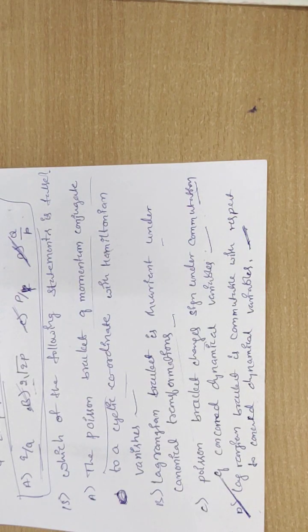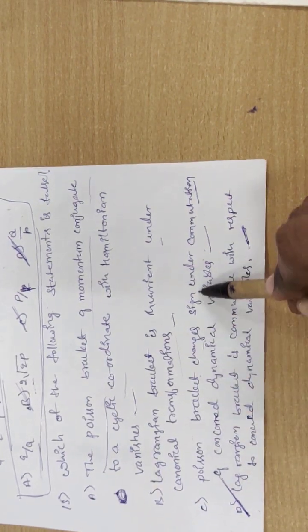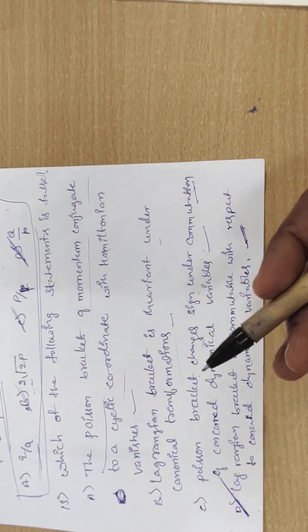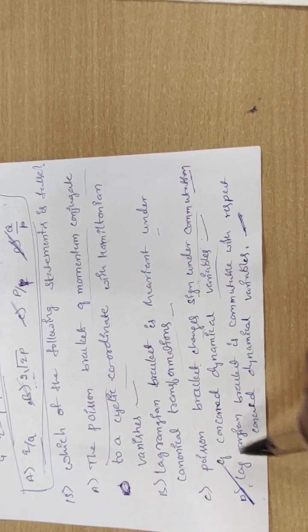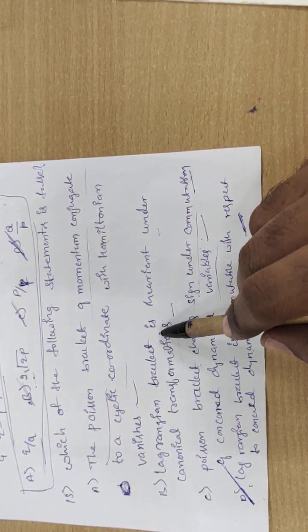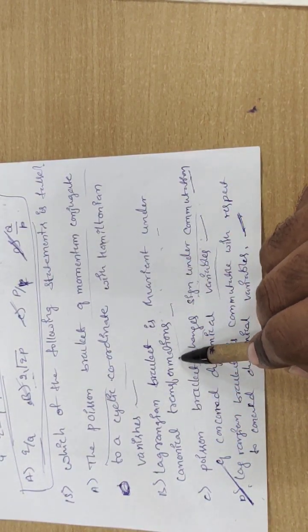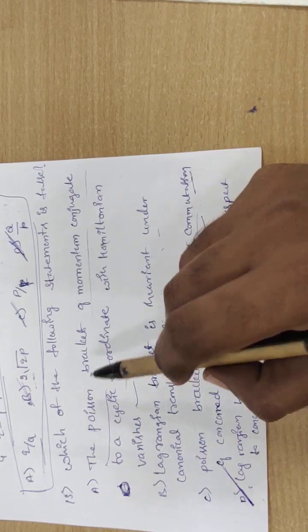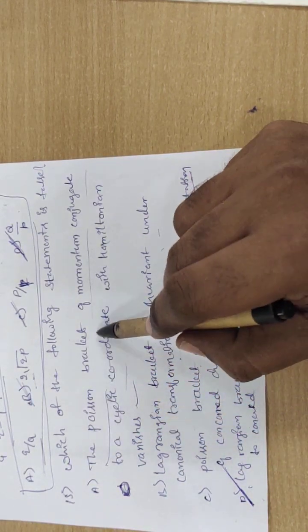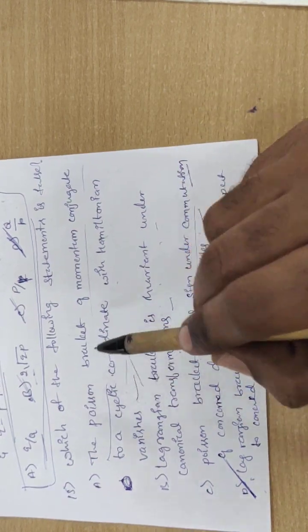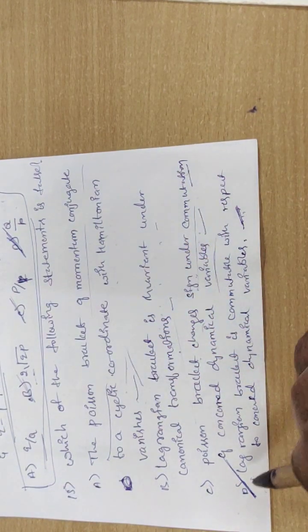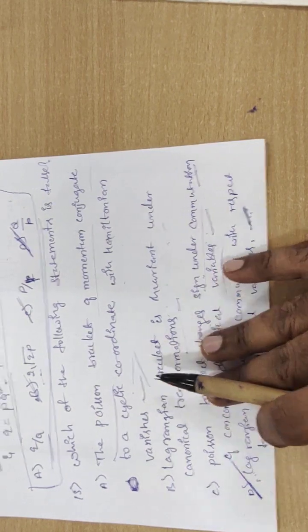So why? Because if we reverse the Poisson bracket, it will get a negative sign. So option D is correct. And also the Lagrangian bracket is invariant under canonical transformation. And also the Poisson bracket of the momentum conjugate to the cyclic coordinate with the Hamiltonian vanishes. Okay, only this one is wrong. So option D is correct.